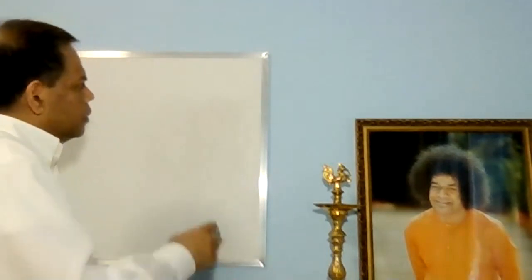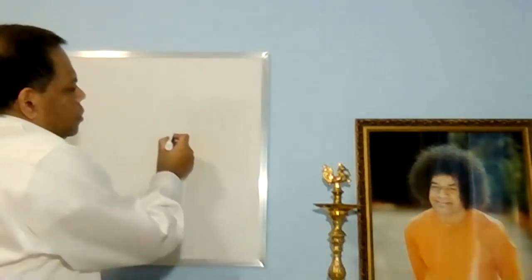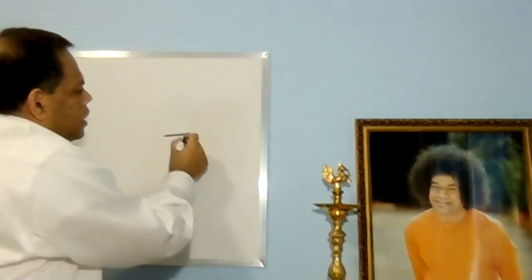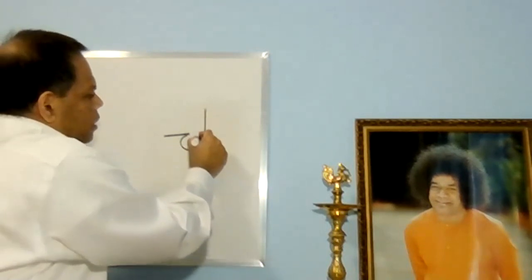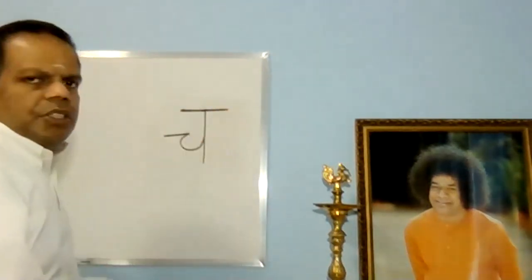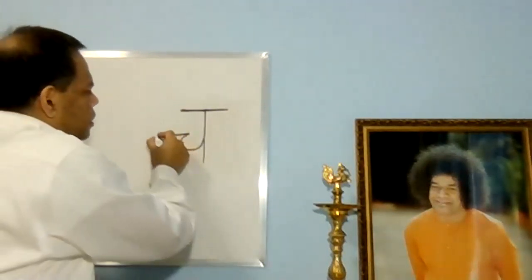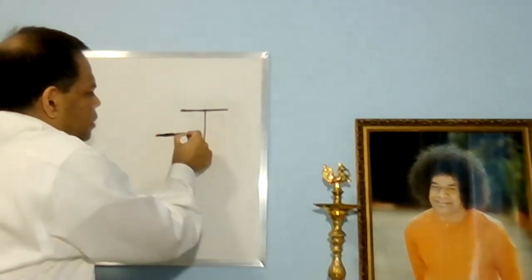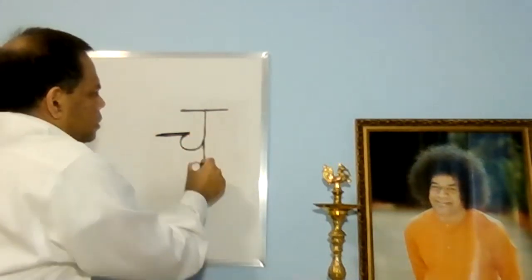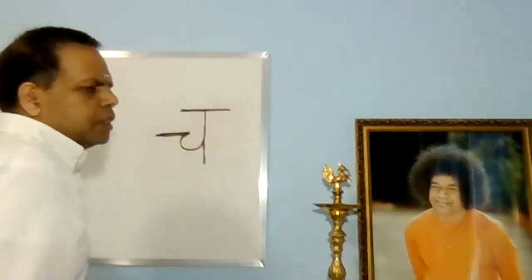So we're going to write the first cha. You draw a horizontal line, then you draw a half circle, go up. This is cha. Draw a line. This is cha.